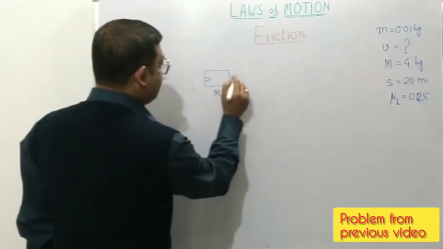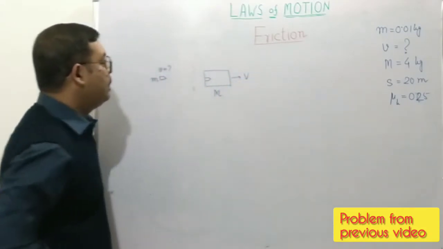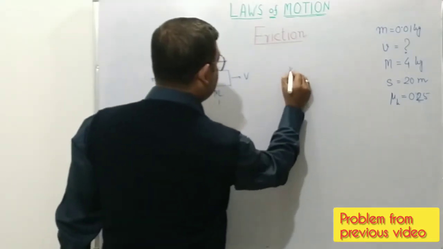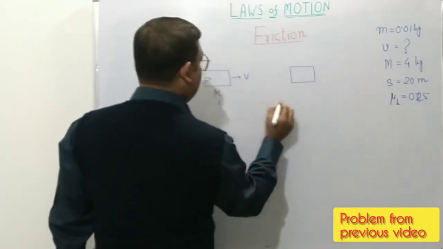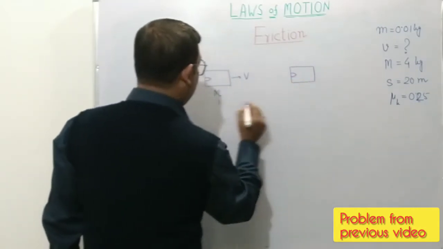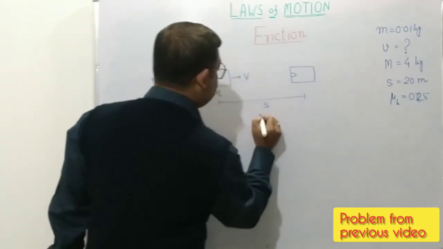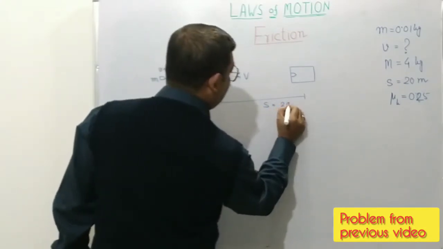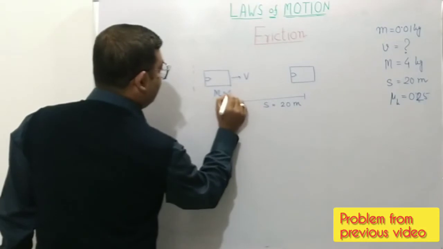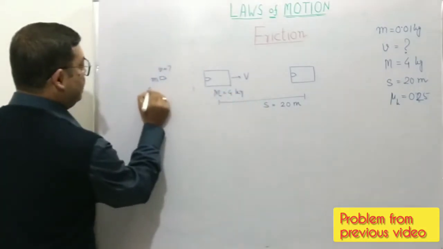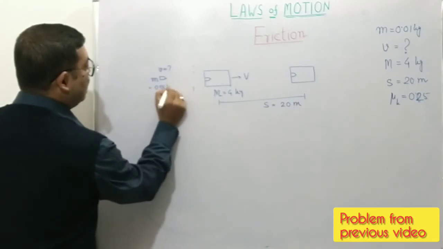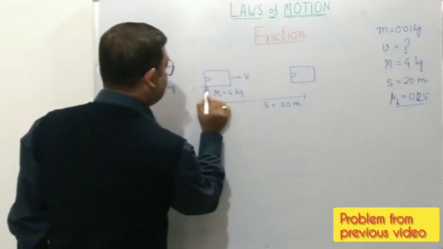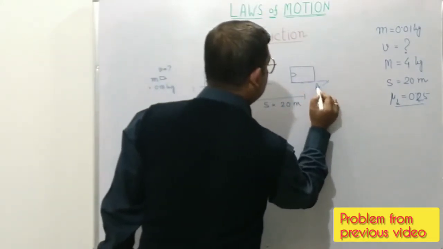So the whole system will start moving with certain velocity. Let's call this v, capital V. And after traveling certain distance, this system of bullet and the block comes to rest. Let's call this distance s, which is given 20 meter, capital M is given 4 kg, small m is given to be equal to 0.01 kg, and coefficient of friction between the two surfaces is given, that is the object is standing on a surface.